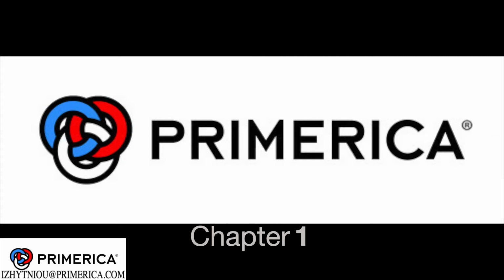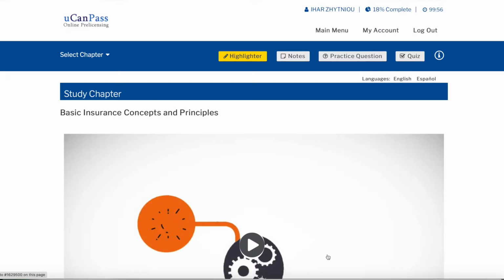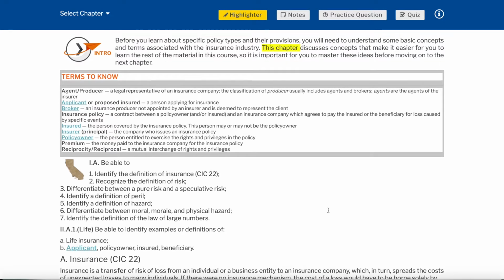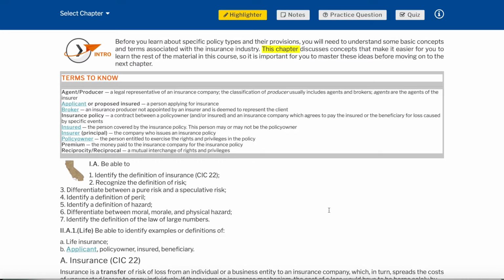Basic insurance concepts and principles. Before you learn about specific policy types and their provisions, you will need to understand some basic concepts and terms associated with the insurance industry. This chapter discusses concepts that make it easier for you to learn the rest of the material in this course, so it is important for you to master these ideas before moving on to the next chapter.